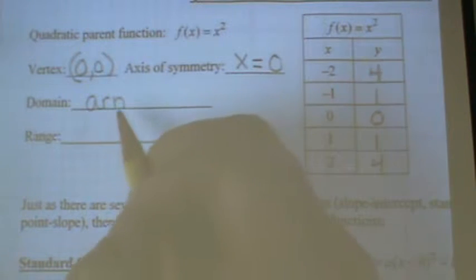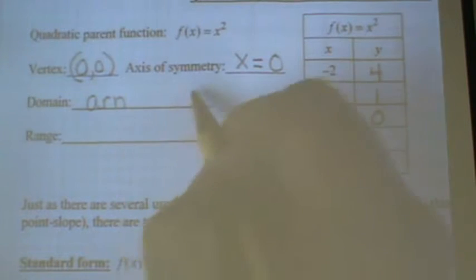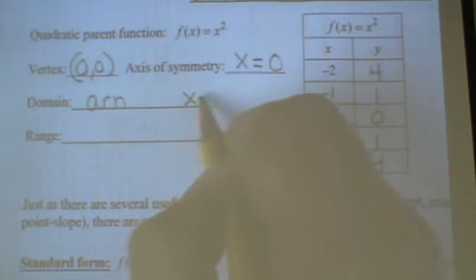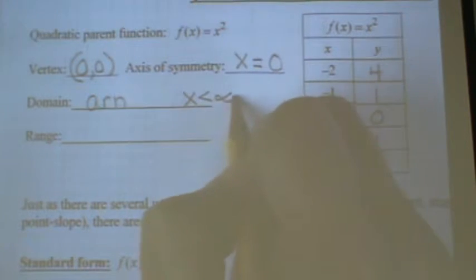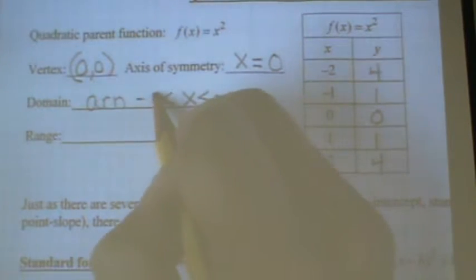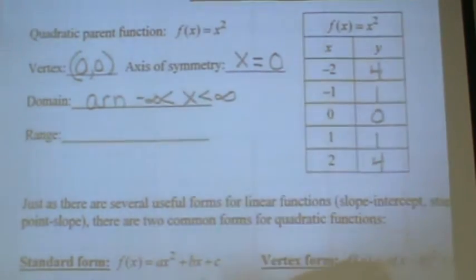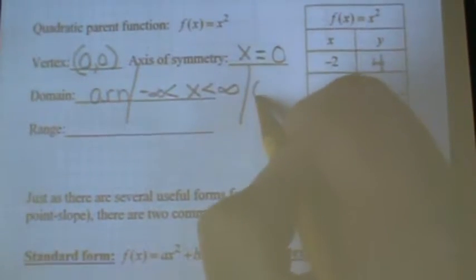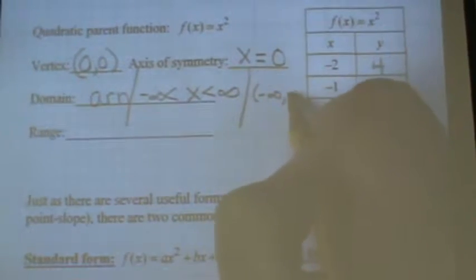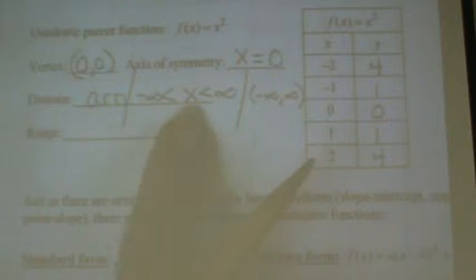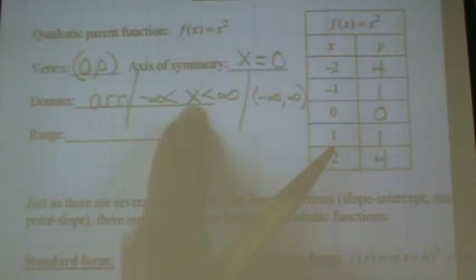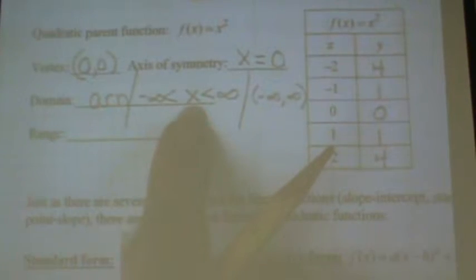Now there are different ways to write the domain here. You can write x is less than infinity and greater than negative infinity. Here's another way to write it. And there's another way that we use in pre-calc: parenthesis, negative infinity, comma, infinity. Those are all three good ways. I'm fine with ARN, all real numbers, or you can use that notation as well.